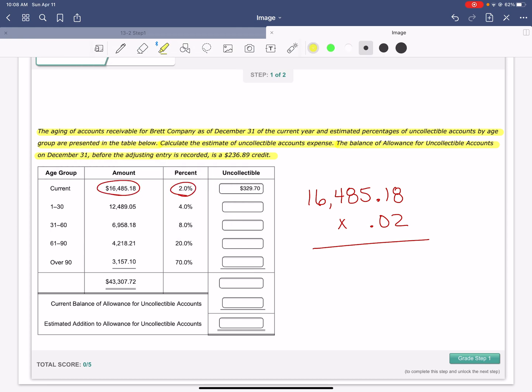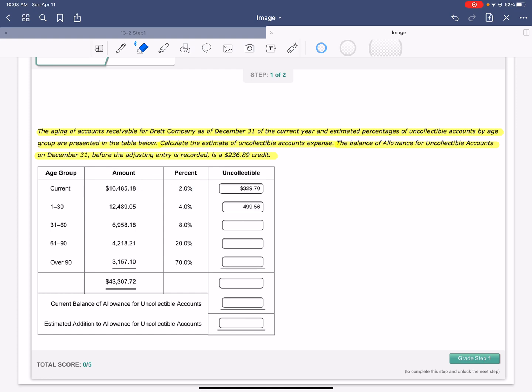Again, you'll go through the entire page. For the next one, you will take the amount times the percent, and you should come up with $499.56. The third one, you will take the amount times the percent, and you should come up with $556.65. The fourth one, you'll take the amount times the percent, and you should come up with $843.64.